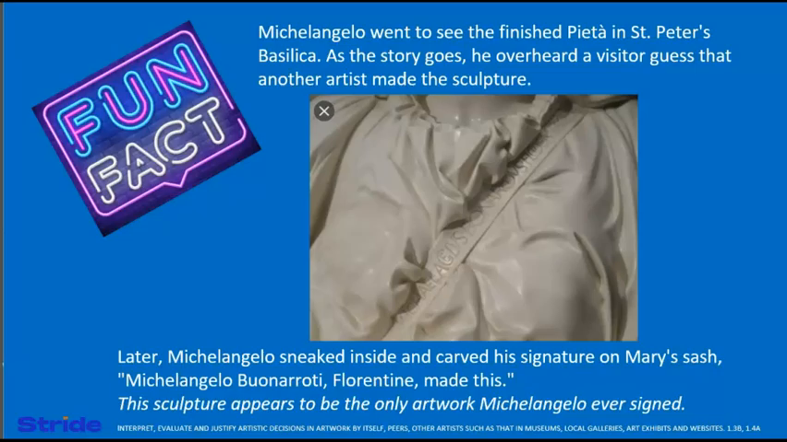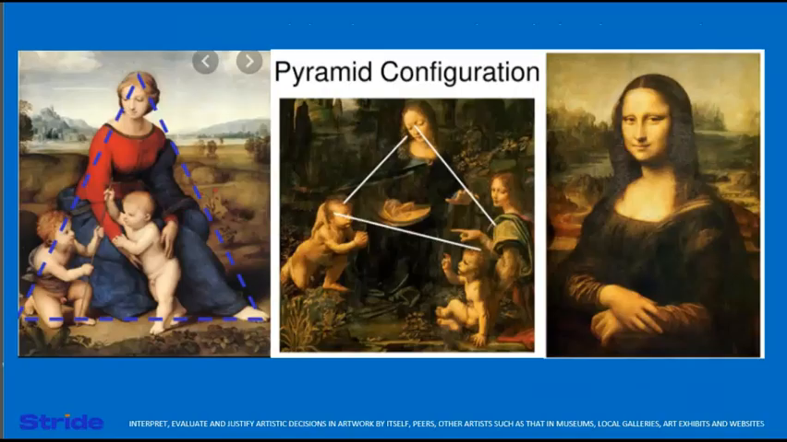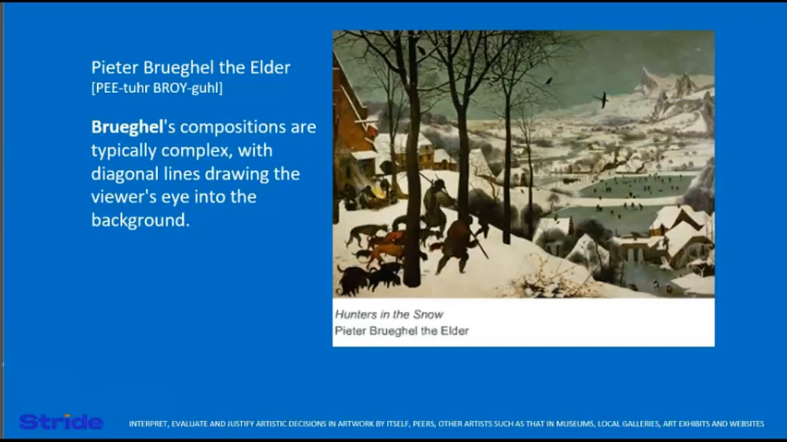How about that? Let's revisit this pyramid configuration. You are not only going to see this in the Renaissance, but you are going to see this in later art periods as well. As you can see, you can almost trace this line with your cursor. The pyramid configuration: smaller at the top, heavier on the bottom.